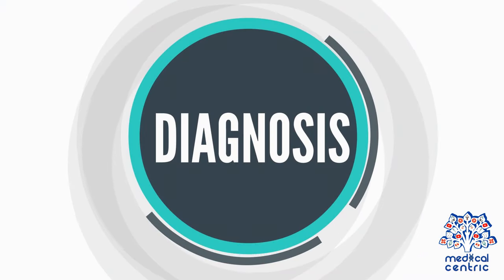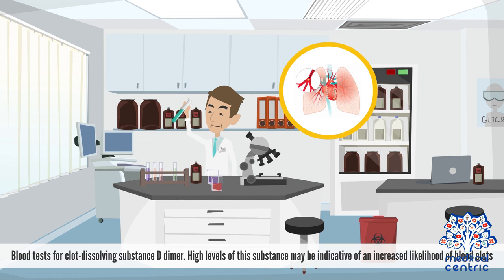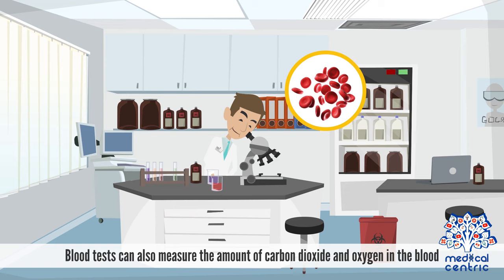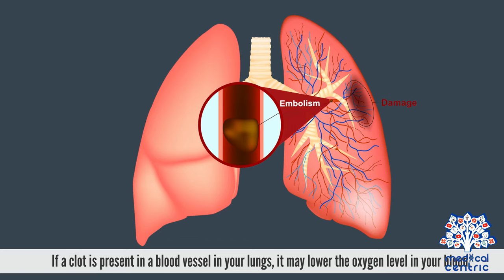Diagnosis and treatment. To make a diagnosis, the doctor will order the following tests: blood tests for the clot-dissolving substance D-dimer. High levels of this substance may be indicative of an increased likelihood of blood clots. Blood tests can also measure the amount of carbon dioxide and oxygen in the blood. If a clot is present in a blood vessel in your lungs, it may lower the oxygen level in your blood.